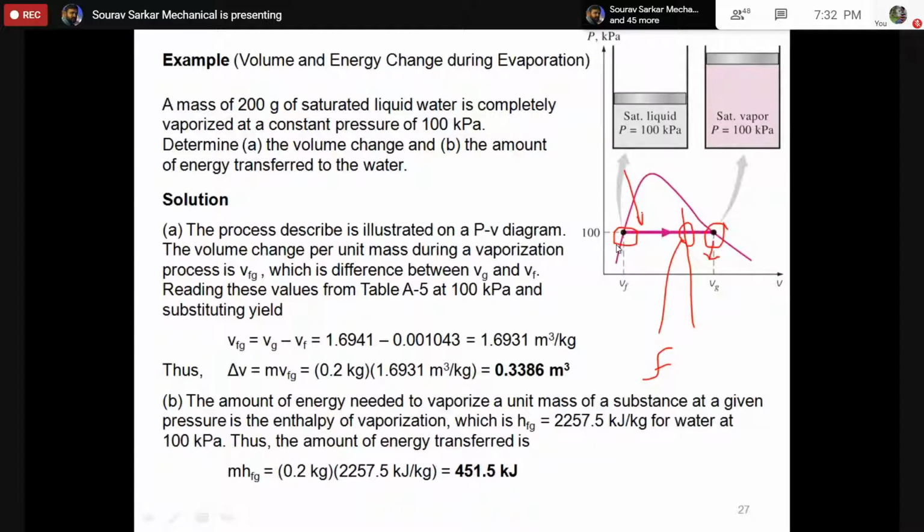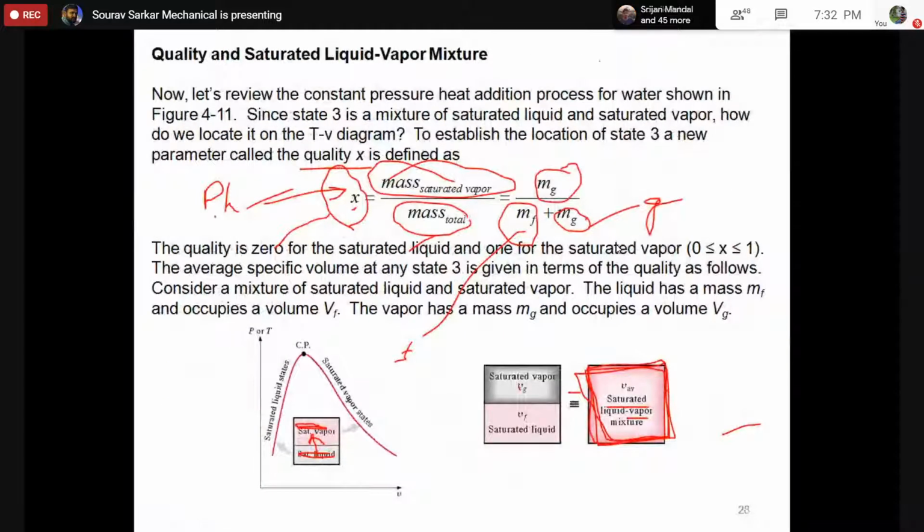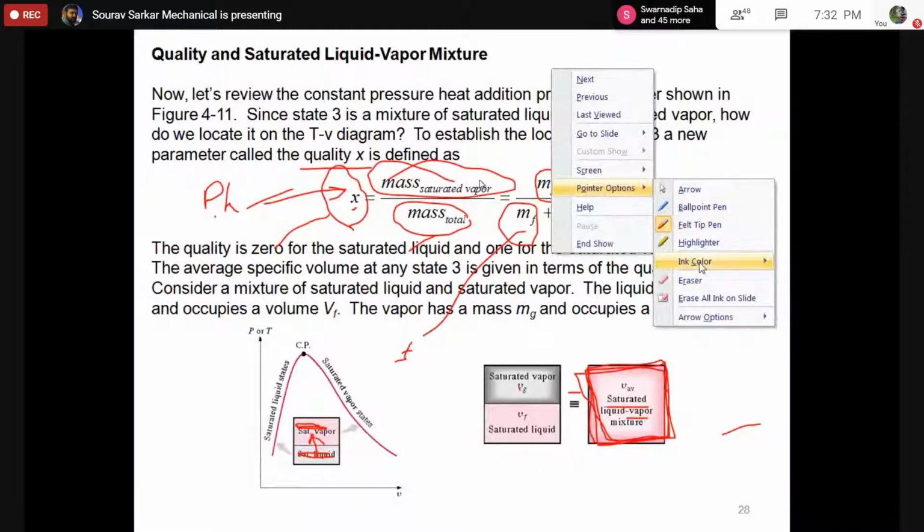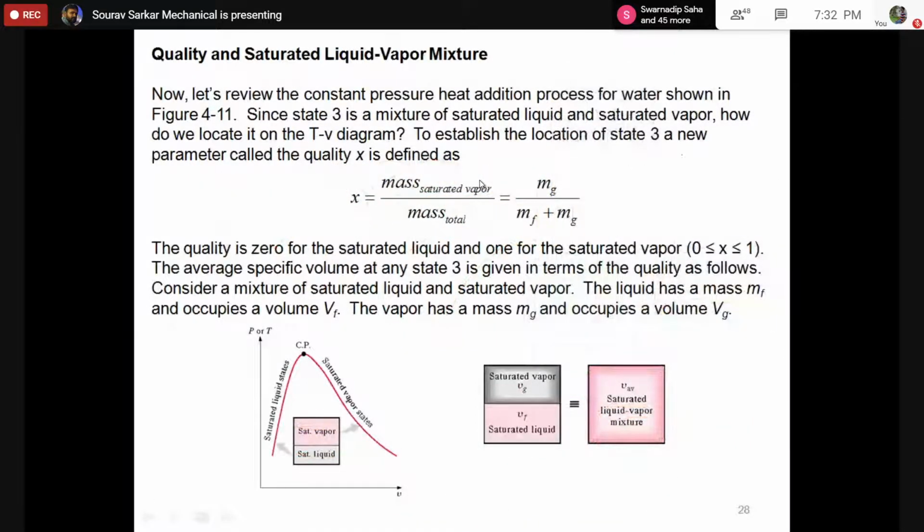To determine the location of the intermediate point, I am defining a new parameter. That new parameter is called X. X is called the quality. So now tell me one answer: if you are lying on the saturated vapor line, what is the value of your X? 1. If you are lying on the saturated liquid line, what is the value of your X? 0. Very good. Fine. So you understood. So basically we understood that the value of X will vary from 0 to 1.